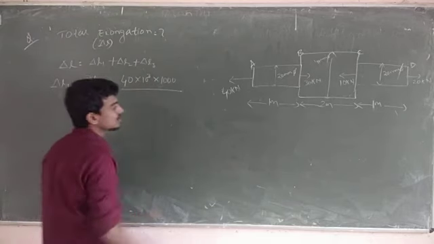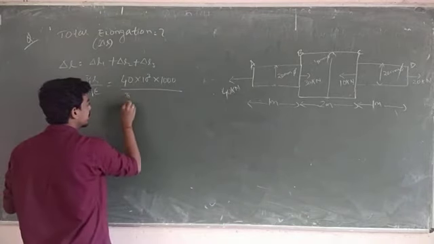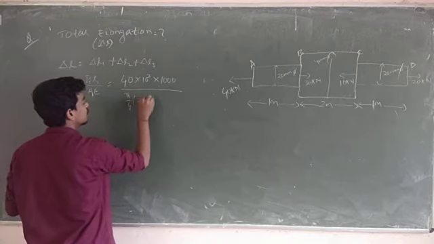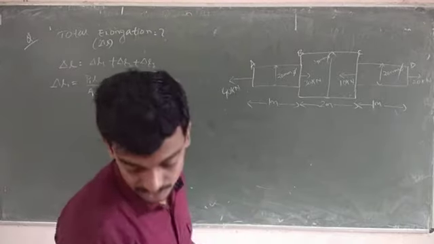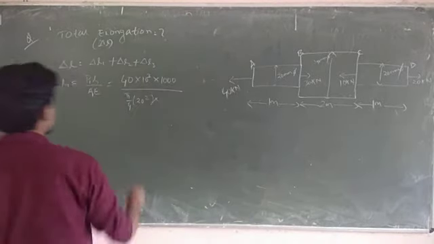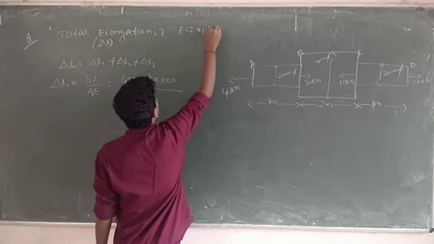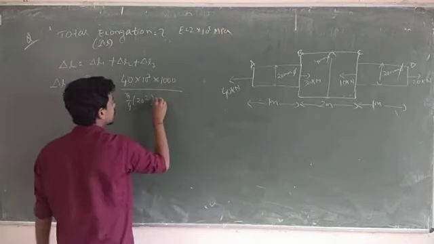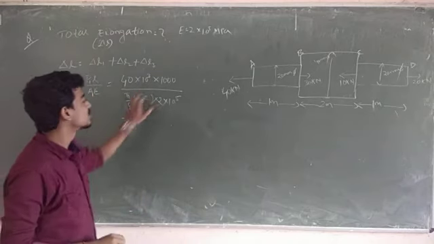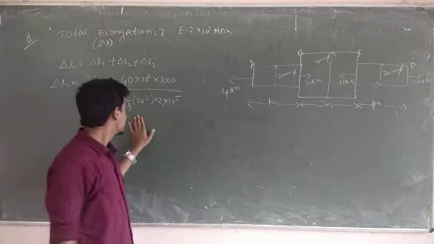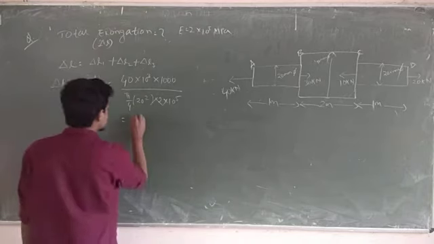A1 means pi by 4 into diameter squared, the diameter is 20 mm, so here I have written pi by 4 into 20 square. E is already given in the question, I forgot to write it down. E is 2 into 10 to the power 5. So here put in the E value. We found all the values, then put them in the formula, and you will get the answer 0.637.